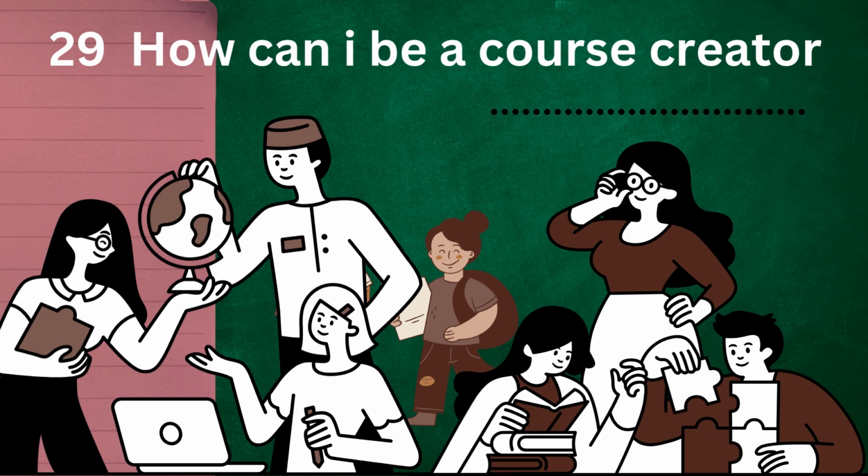Choose a platform. Decide where you'll host and sell your course. You can use online course platforms like Udemy, Teachable, or Coursera, or you can create your own website and use plugins like LearnDash or MemberPress. Build your course. Use your chosen platform's tools and features to build and upload your course content. Customize your course page, set pricing and enrollment options, and create promotional materials.